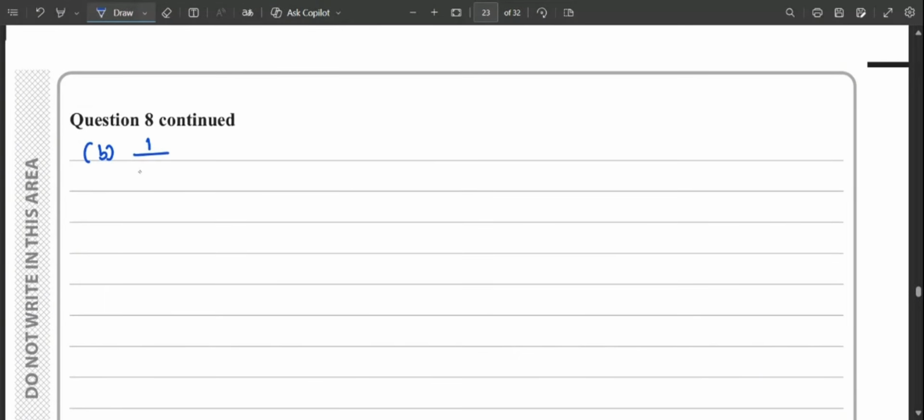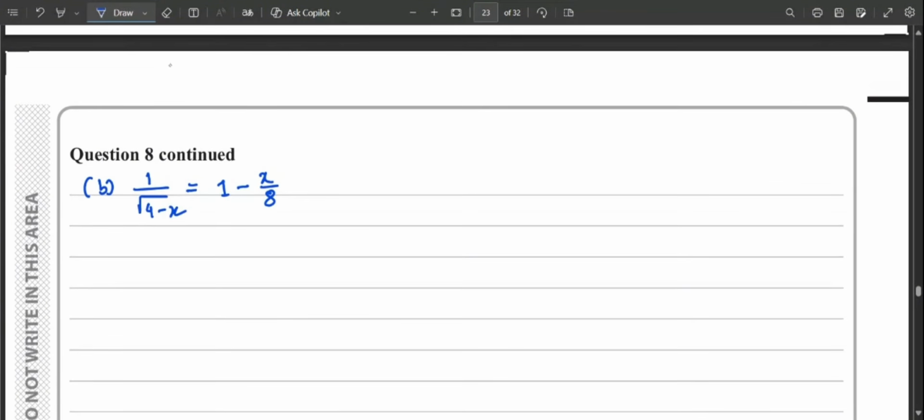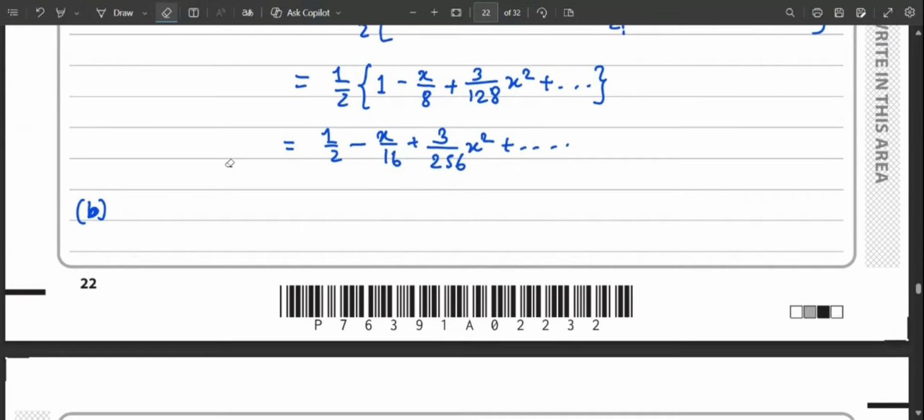The expansion was half minus x by 16. So the sign for the second term will be flipped. So instead of minus x by 16, this will be plus x by 16. The third term will be the same as before, 3 by 256 x square, and the rest of the series. So this was our part B.